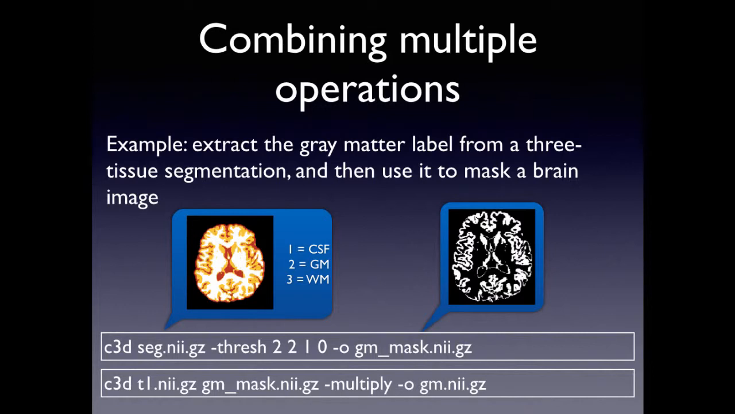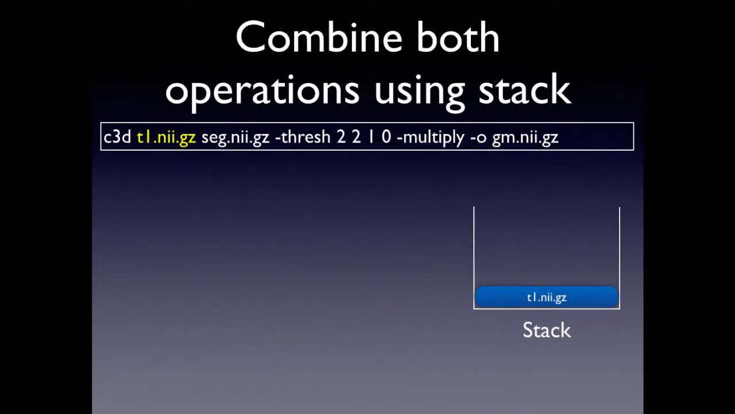So we could do those as 2 separate commands. But we can also do both of those things in one go, and that saves us writing an intermediate image to disk, which saves us disk space and saves us time. And if you have to do 1,000 images, it can save a fair amount of time.